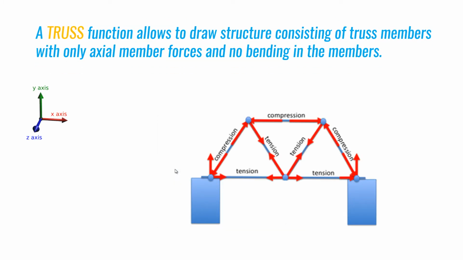And the last we have truss function, which allows to draw structure consisting of truss members. This is an example of a truss member where we consider only the axial member forces and we consider there is no bending in the members.